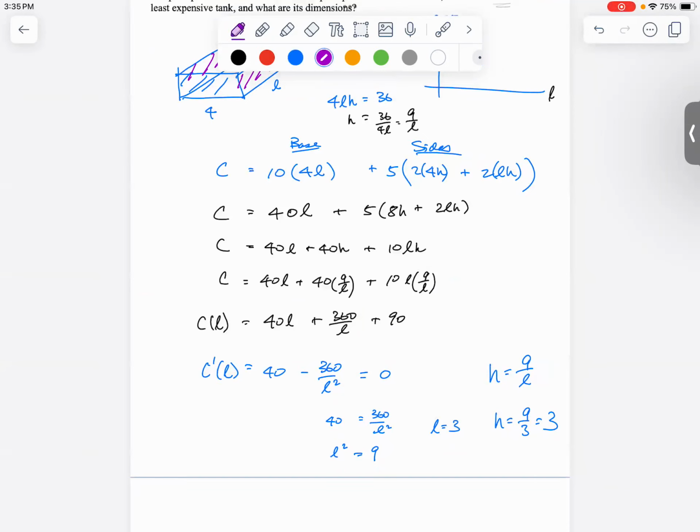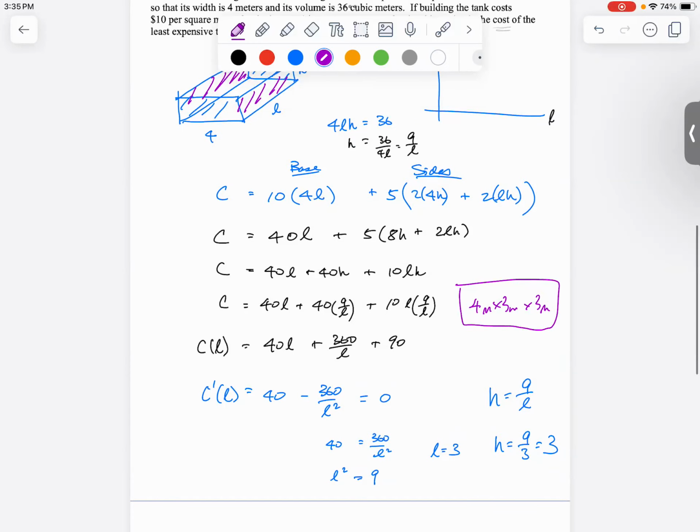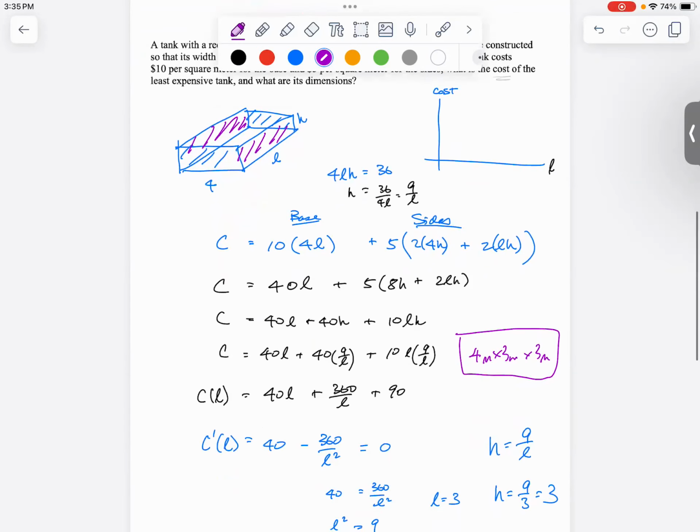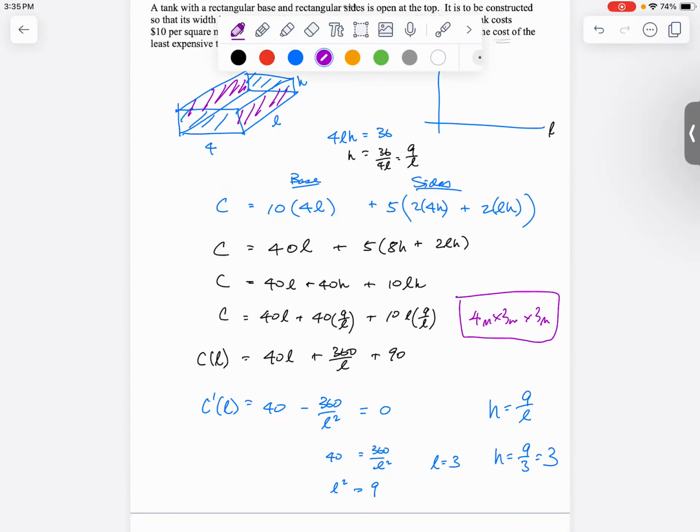So the dimension that we are going to seek is 4 times 3 times 3, or 4 meters by 3 meters by 3 meters. And that's how you get your lowest cost to build it. And also it still fulfills the total volume of 36 cubic meters.